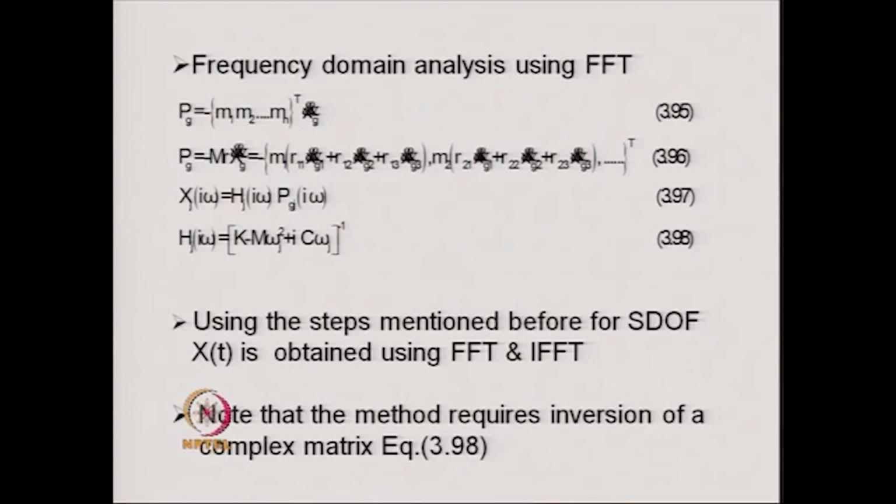square. Now, with these matrices defined, one can find out the value of the responses at the k plus 1 time station given the value of the responses at the kth time station. And the direct time domain analysis using Newmark's beta method can thus be obtained. Now, let us come to the frequency domain analysis using FFT.